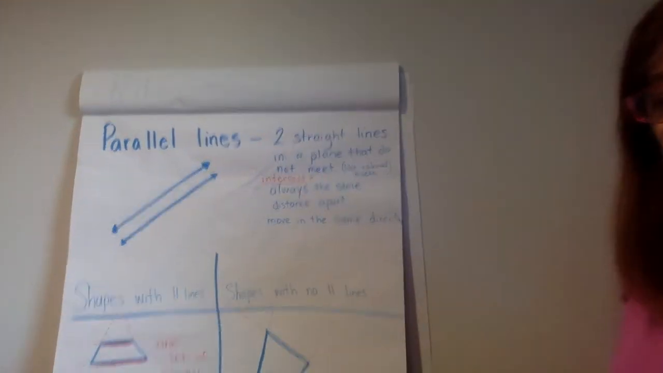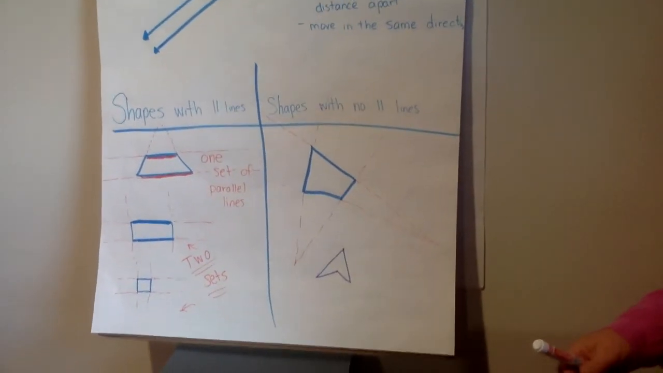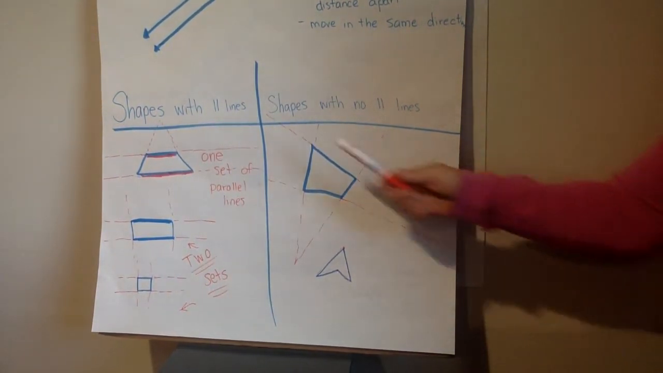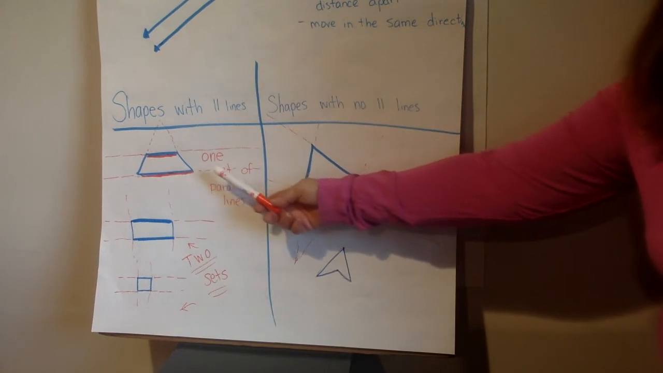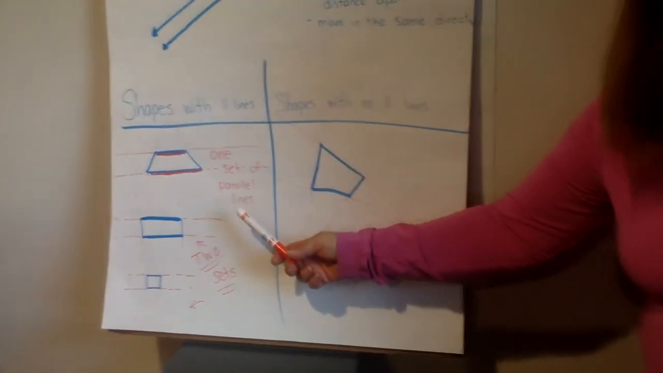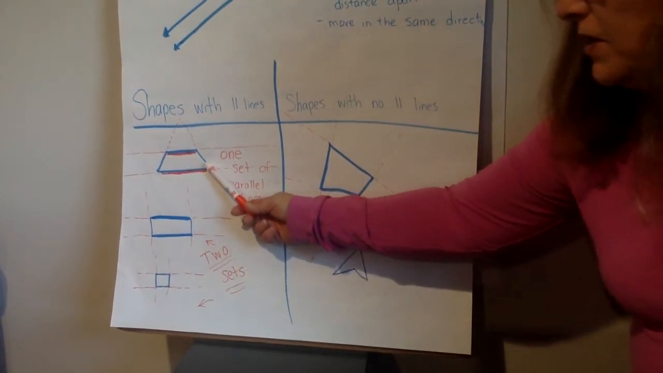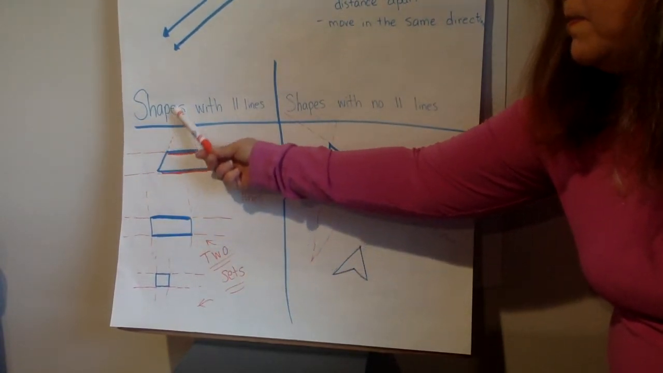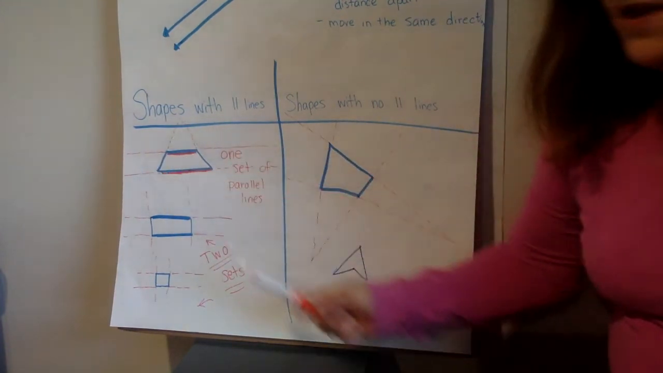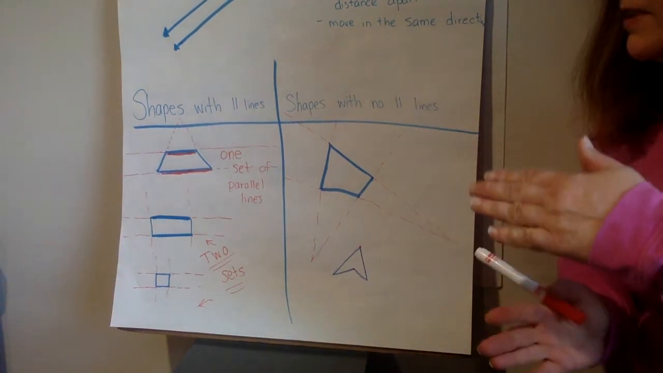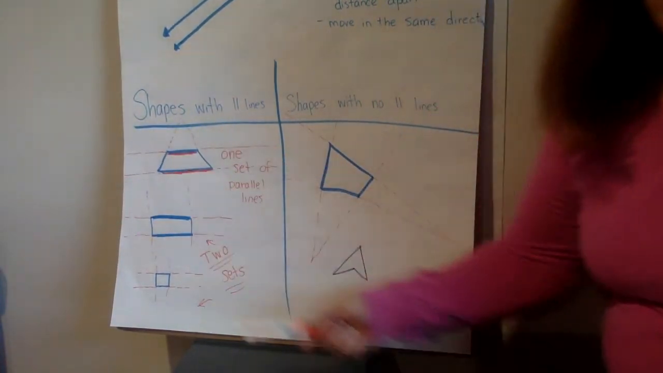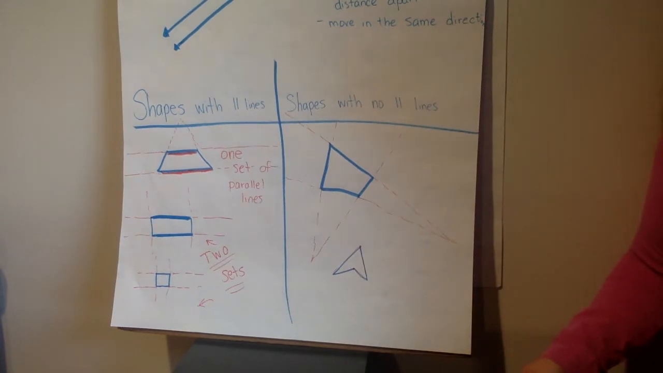So I want to show you some shapes with parallel lines and without parallel lines. This first shape here, the trapezoid, has one set of parallel lines. If you look closely, this set of lines would eventually meet or intersect. But this set of lines on that shape remain the same distance apart. No matter if they extended in both directions, they would never meet or intersect.